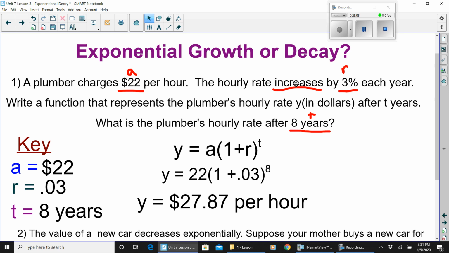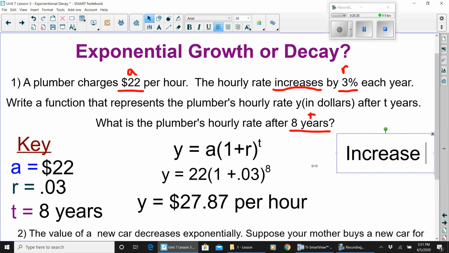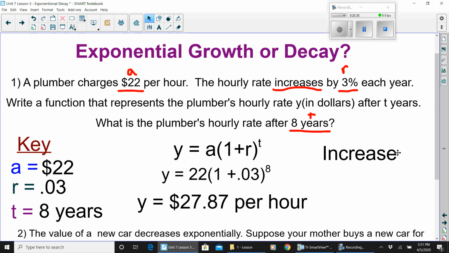Always look at what it says, increase or decrease. I just took it for granted that we were doing decrease questions and decay questions, and all of a sudden there was an increase one, right? And remember, every time it says increase, if it doesn't say it like that, you know that you have to add.